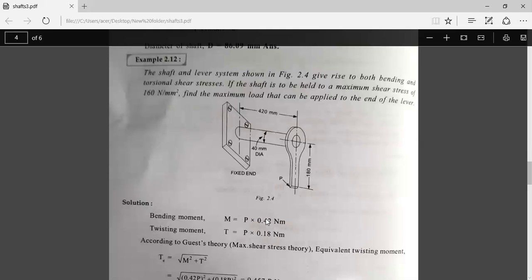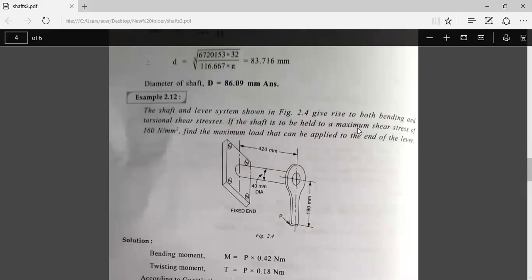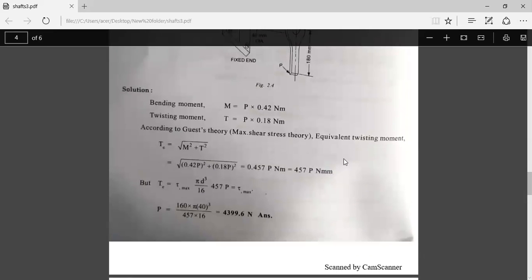Why we are getting 420 into meter? Because it is in mm. For simplification purpose, we converted it into Newton meter, right? So according to the guest theory, here it is mentioned in the problem, maximum shear stress theory. Equivalent twisting moment Te is equal to square root of M square plus T square. Right, so substitute these two values: 0.42 P whole square plus 0.18 P whole square. After simplification we are getting 0.457 P Newton meter.